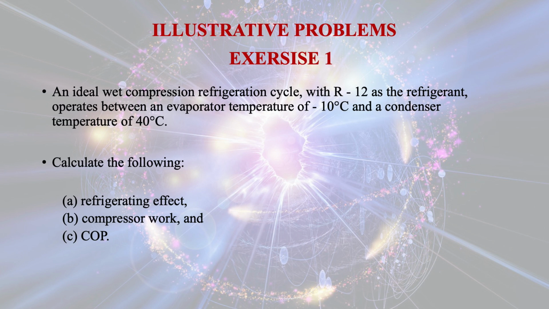Let us begin with the first numerical. An ideal vapor compression refrigeration cycle with R12 as the refrigerant operates between an evaporator temperature of -10 degrees centigrade and a condenser temperature of 40 degrees centigrade. Calculate the following: refrigerating effect, compressor work, and COP, that is coefficient of performance.